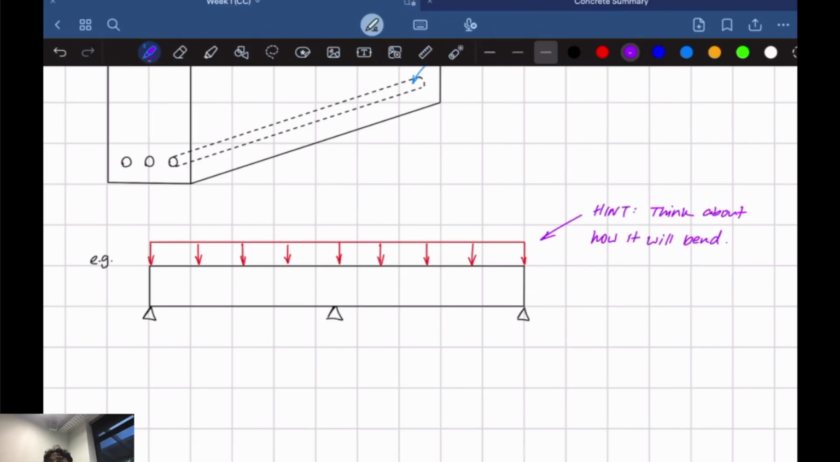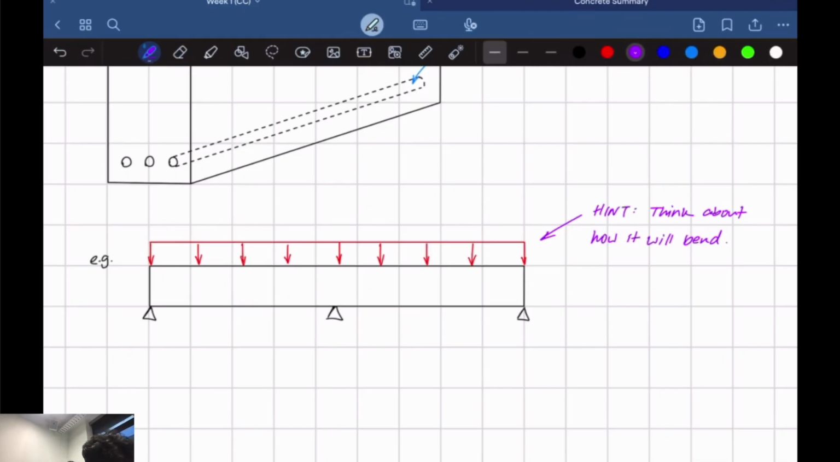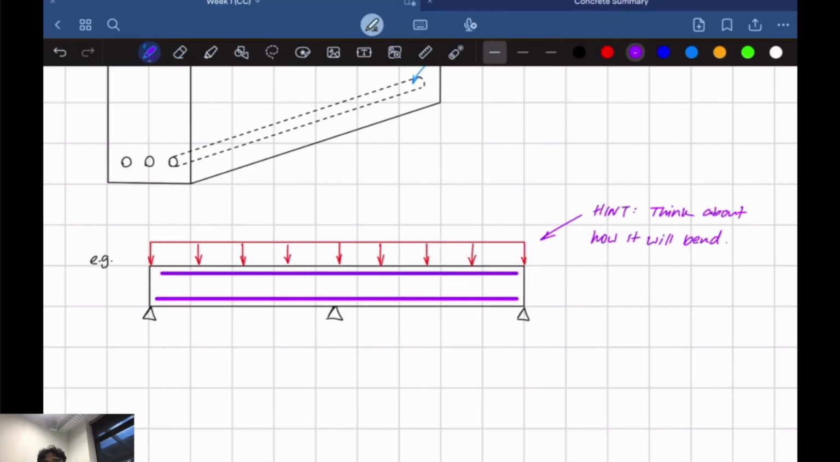Randall, any idea? So like this? Something like this and something like this. Not bad.